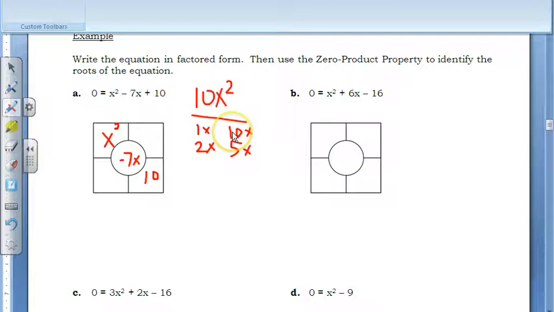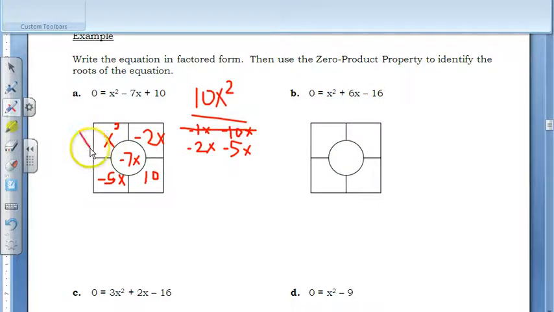1 and 10 will not add to negative 7. Negative 1 and negative 10 will not add to negative 7. 2 and 5 do not add to negative 7, but negative 2 and negative 5, they do add to negative 7. So I can put negative 2x and negative 5x in my two boxes, and it doesn't matter which one goes where. I can flip the order.